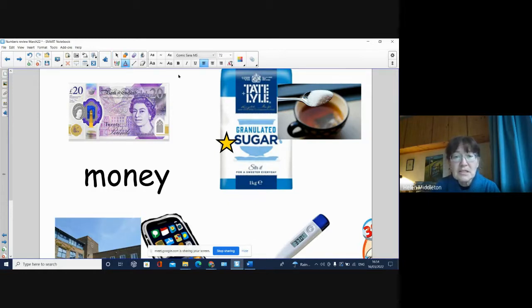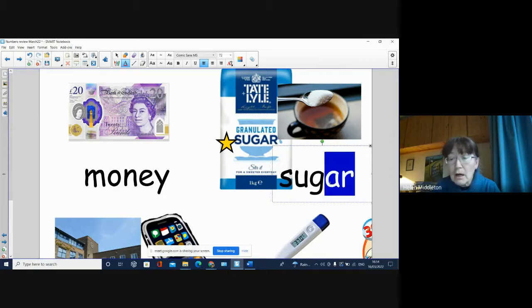We can write it in small letters as well. Sugar. It's difficult spelling, but it starts with an S. It should be SH, but it's just S. U, G, R. Sugar.